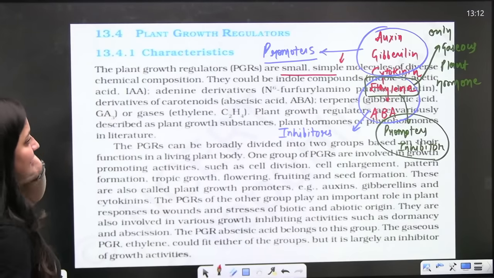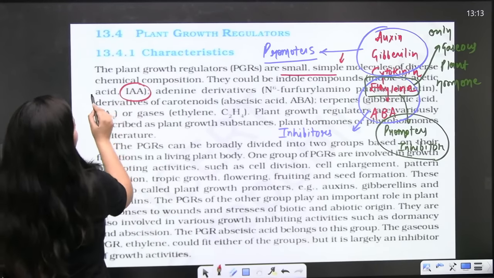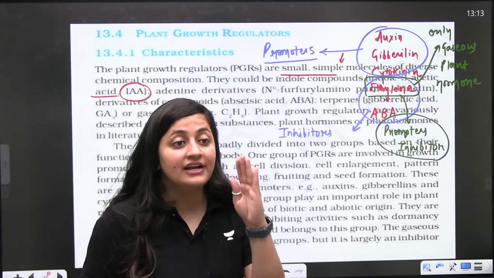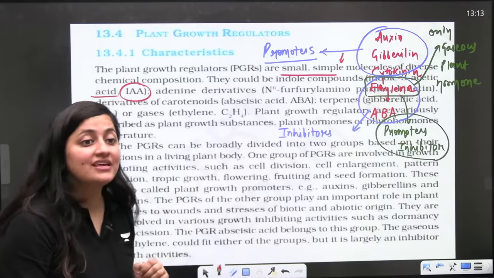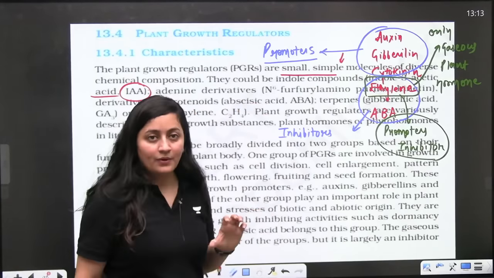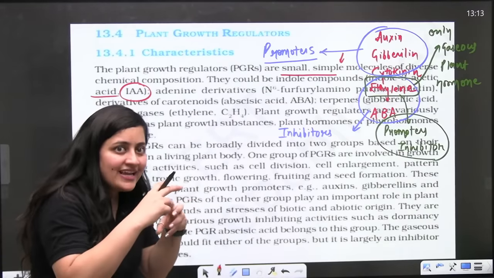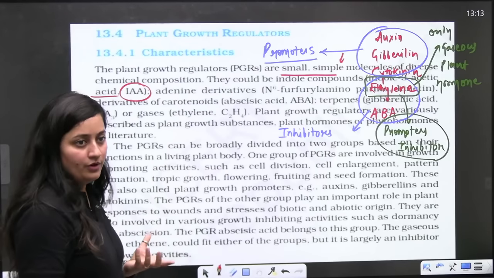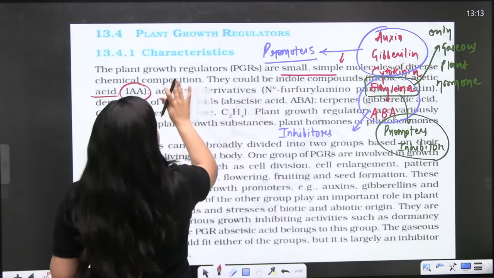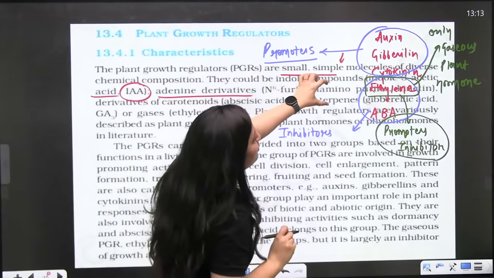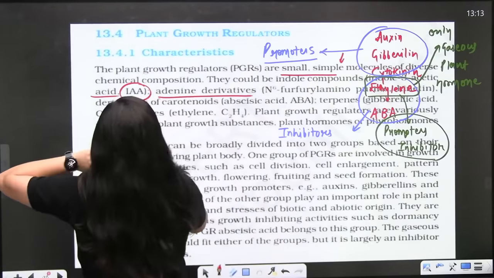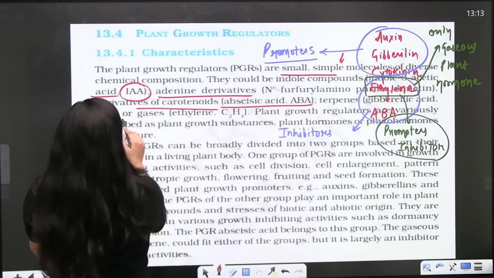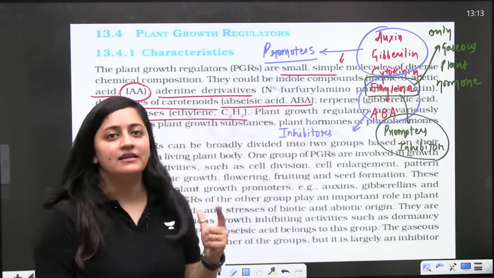Bache? Here you can see that auxin is also known as indole 3 acetic acid, the natural auxin. Gibberellin is there then. It is just like a growth hormone in the case of plants. Like we humans have the growth hormone, it is also like a growth hormone, right? Then comes the adenine derivatives, N6 furfuryl aminopurine. We are talking about the cytokinin here. Derivatives of carotenoid, your abscisic acid. Terpenes, your gibberellic acid. And ethylene is the gas, right?